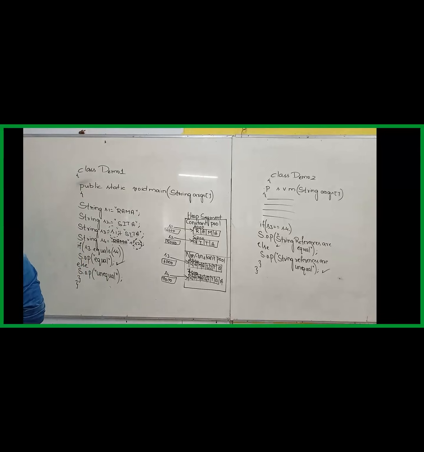In the non-constant pool, one single copy. For S3, one copy, S4, one copy. But what will the value be? Same only. Because if you observe, S1 is Rama, and for S2, I am directly attaching Sita to it. This is a direct value. This is a reference variable. S1's value is Rama, plus I am attaching Sita to it.